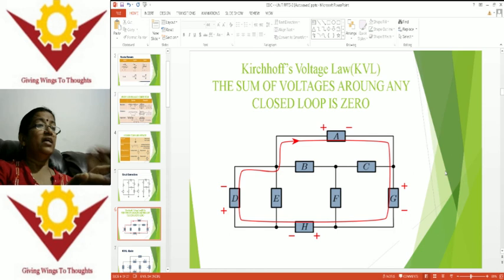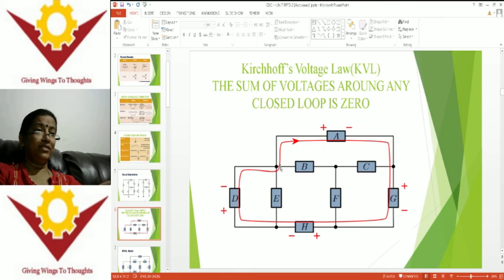Coming to the next slide, Kirchhoff voltage law. With this example circuit diagram, we'll try to understand what is meant by KVL. Already you know what a KVL and a KCL are. So Kirchhoff voltage law: what is KVL? The sum of voltages around any closed loop is equal to 0. Sum of voltages in a closed loop.